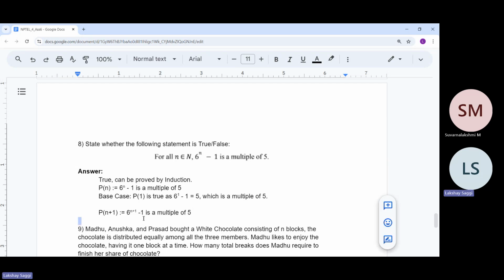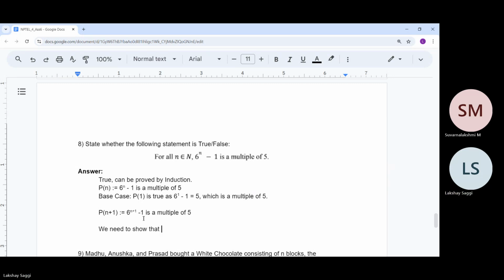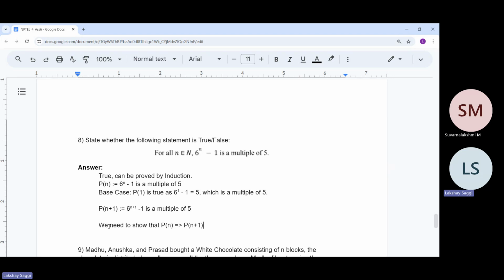Right? And now, sorry for that. So we need to show that P(n) implies P(n+1). This is something which we'll need to show using induction. This is what induction is, right? So we'll assume that this is true, and we'll try to show that this is also true. First of all, let's come to this expression. We need to show that 6 to the power n+1 minus 1 is a multiple of 5. So let's just observe what this expression actually is.